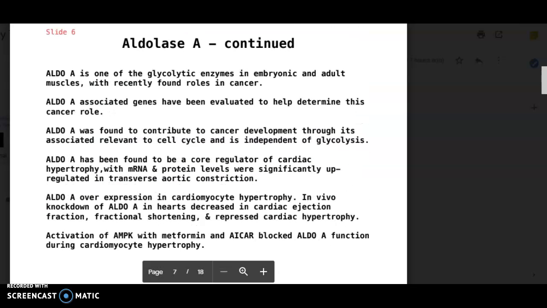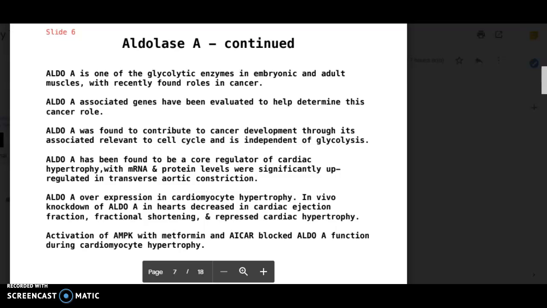Continuing on with aldolase A. Aldolase A is one of the glycolytic enzymes primarily found in a developing embryo and adult muscle. Recently, a new role of aldolase in several cancers has been proposed. However, the underlying mechanism remains obscure and inconsistent. In this study, aldolase-associated genes were investigated using available microarray datasets to help elucidate the role of aldolase in cancers. Aldolase could contribute to the progress of cancer, at least partially, through its association with genes relevant to the cell cycle, independent of glycolysis. These genes plus aldolase represent a potential new signature for development and prognosis in several cancers.